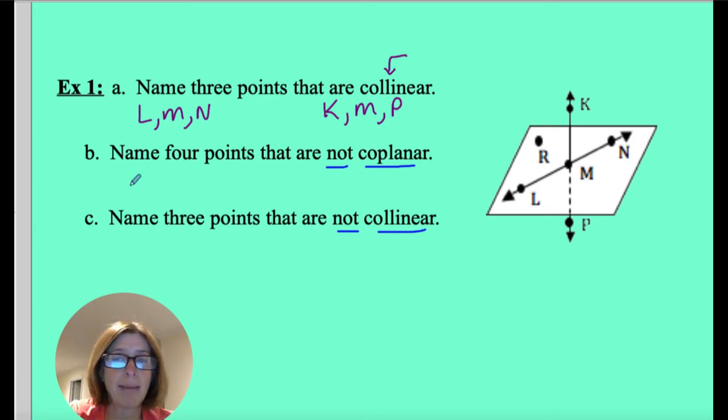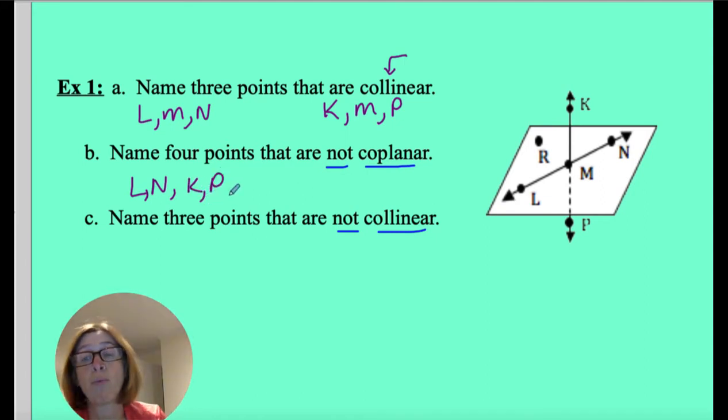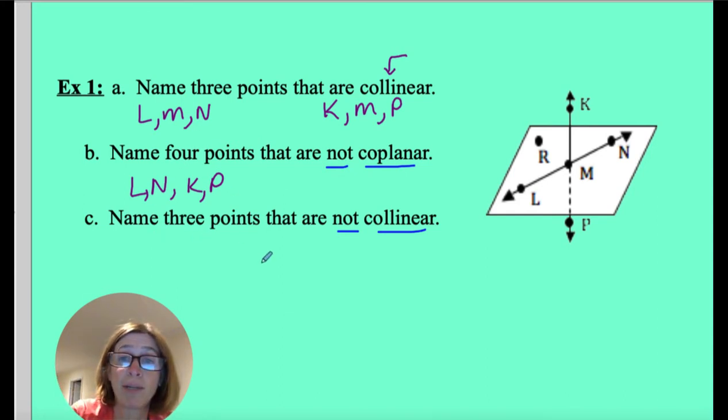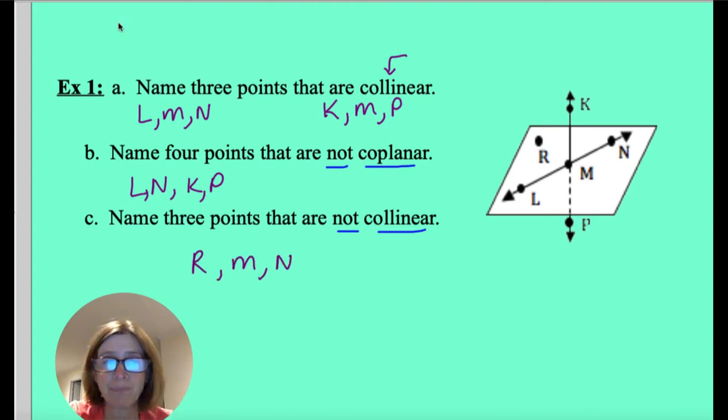Okay, so now we want to name 4 points that are not coplanar, meaning they are not on the same plane. Okay, so that could be something like L, N, and K, P. I couldn't make one plane through those points. Name 3 points that are not collinear. Well, like R, M, and N are not collinear. They are not on the same line. Now, they can create shapes. They're just not on the same line.